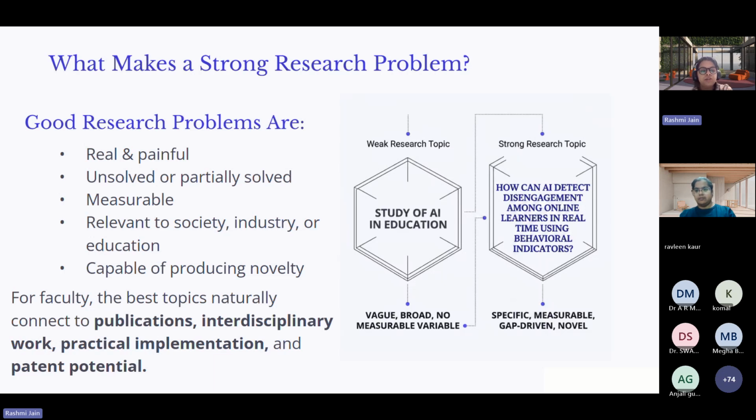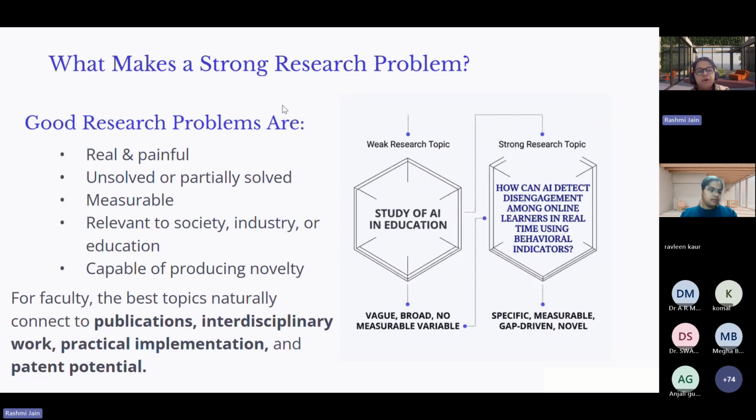Of course, patent potential. So from a research perspective, it is very, very important for us to identify the real problems which are unsolved and have the potential to create an impact on society. Trust me, you will naturally fall into patentable and production-ready ideas.